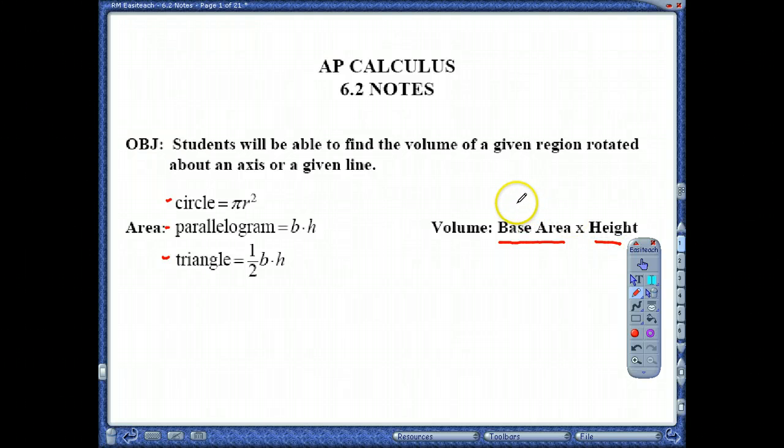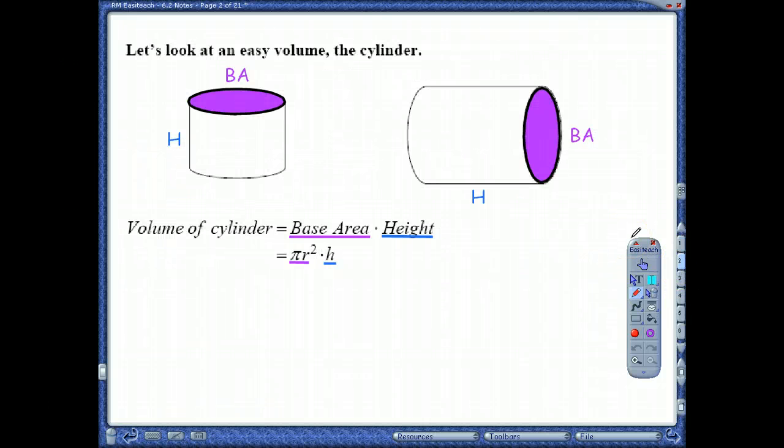This area is 2 dimensions. The height gives us that 3rd dimension. Well, we're going to look at one in particular. We're going to look at the cylinder. When we try to find the volume of a cylinder, we know that it's going to be that base area times that height. Well, that base area is just a circle. The area formula for a circle is pi r squared. That height, of course, we're going to use whatever height they give us, which is h.